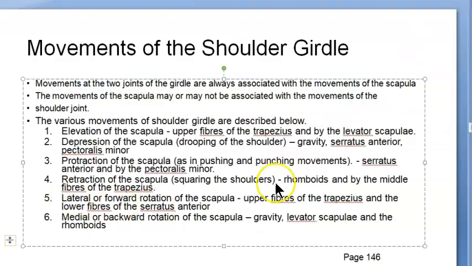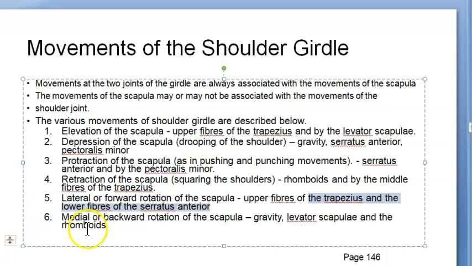Okay, so they are telling only two things. They are telling upper fibers of trapezius and serratus anterior. Levator they did not tell. Upper fibers of trapezius: put your hand above your head, overhead abduction of arm, lateral or forward rotation of scapula. Can you feel the upper fibers of trapezius? Can you feel the serratus anterior? Yeah. Okay, but don't feel the levator scapulae.